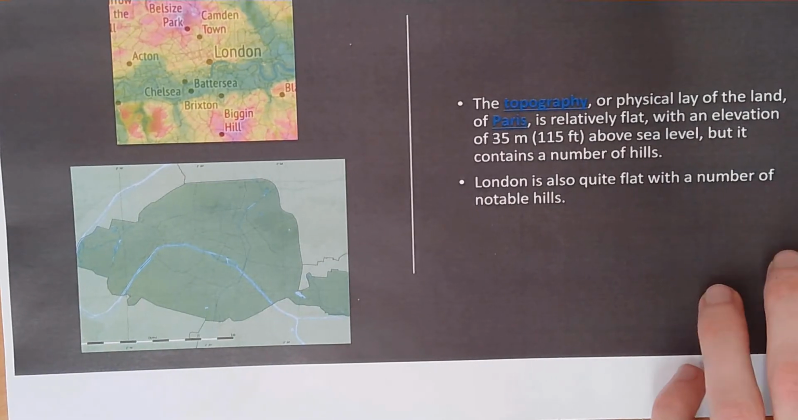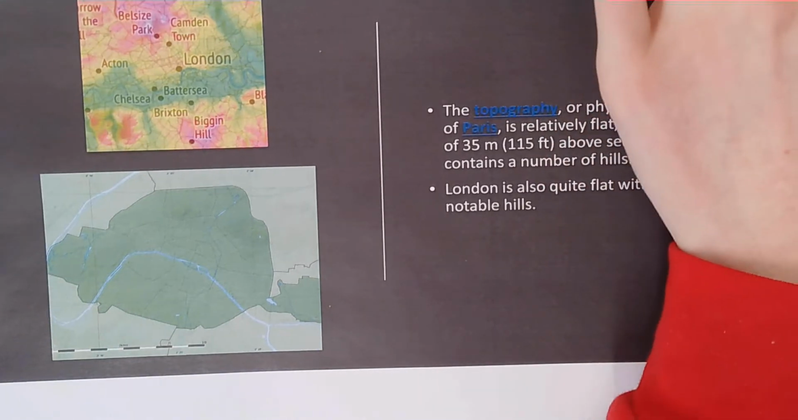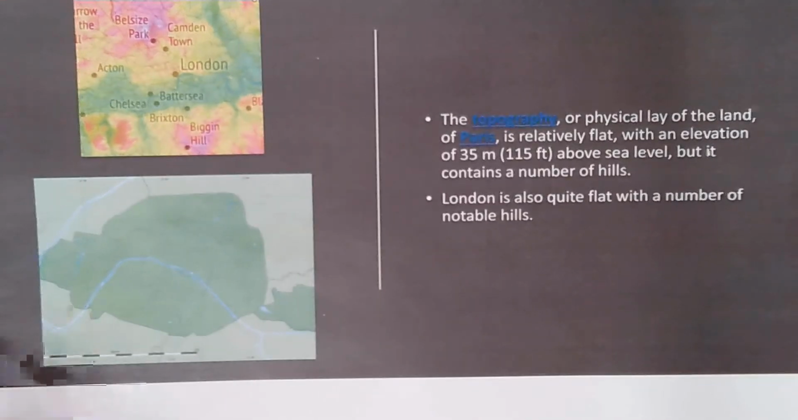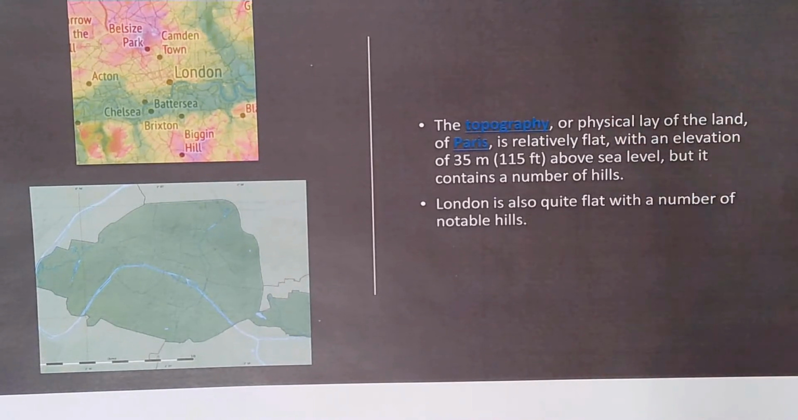Okay, the topography is another physical feature. That's the layout of the land. In Paris it's relatively flat with an elevation of 35 metres above sea level, but it contains a number of hills. So you might remember Marcus Sedgwick was talking about sea level and some places in the east of England and East Anglia being 10 metres below sea level. In Paris, an elevation of 35 metres above sea level. Okay, so not really at risk of flooding, like floodland. But it's generally flat, and people wouldn't have to climb that many hills.